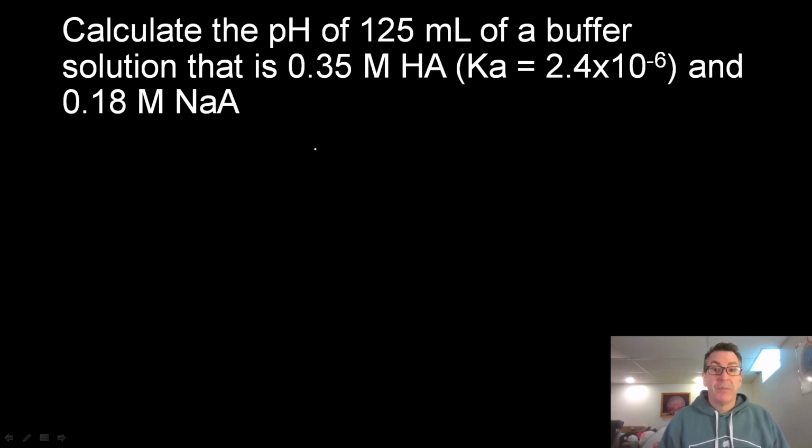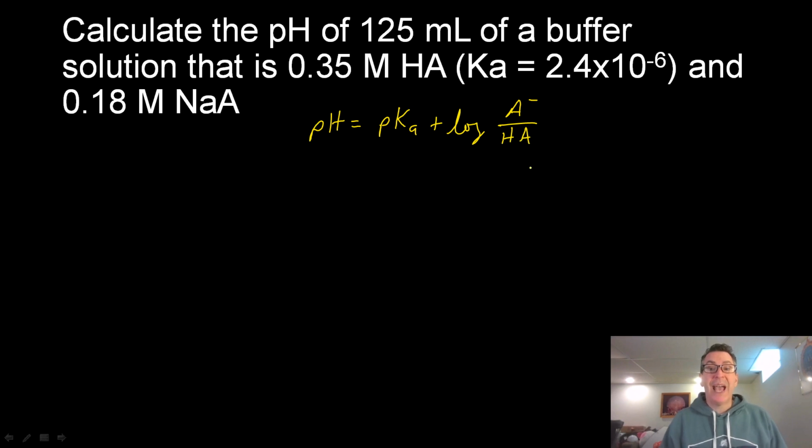And when you're dealing with a buffer, the nice thing about that is there's an equation that you can use to find the pH. It's called the Henderson-Hasselbalch equation. It is the pH is equal to pKa plus the log of the ratio of the conjugate base substance divided by the weak acid substance. All right.